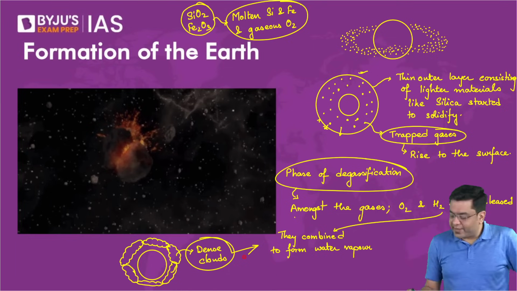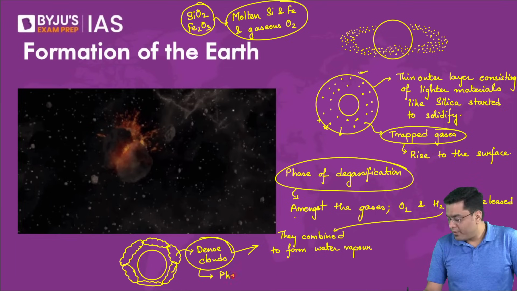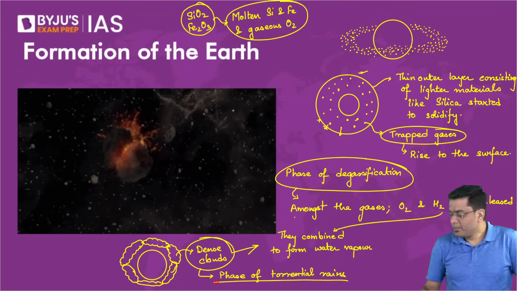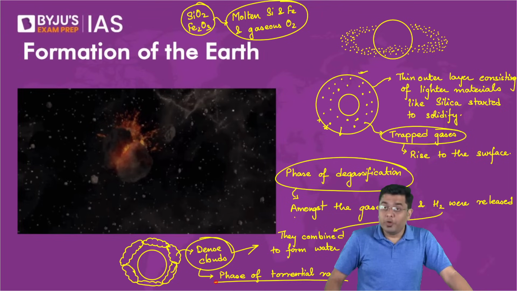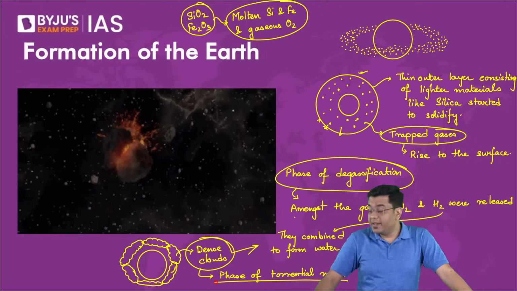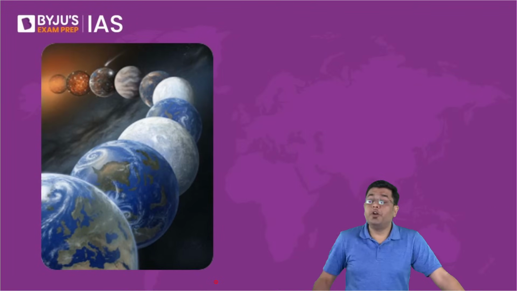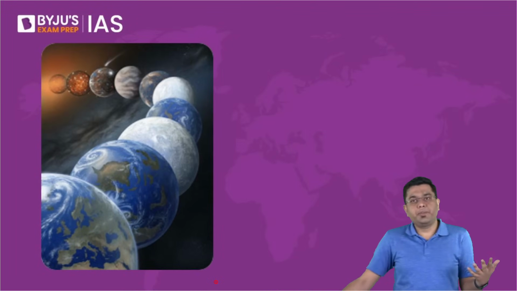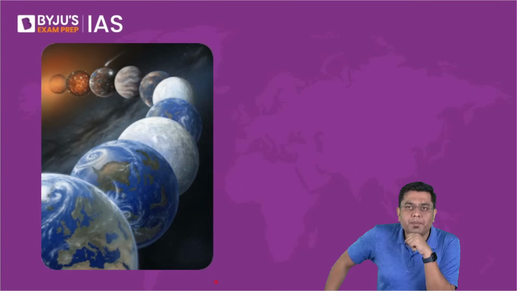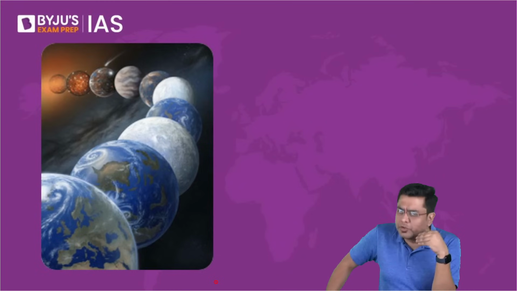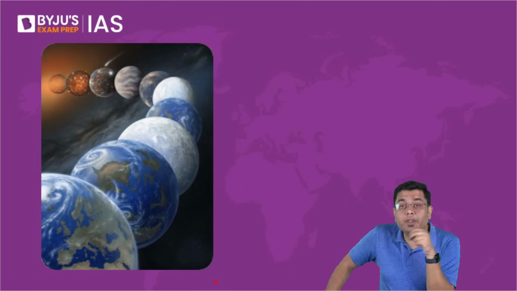So these dense clouds led to a phase of torrential rains, which is said to have continued for 7,000 to 10,000 years and led to the existence and creation of your oceans and seas. It is at this point of time, around 3 to 3.5 billion years back, when life got created on the planet.